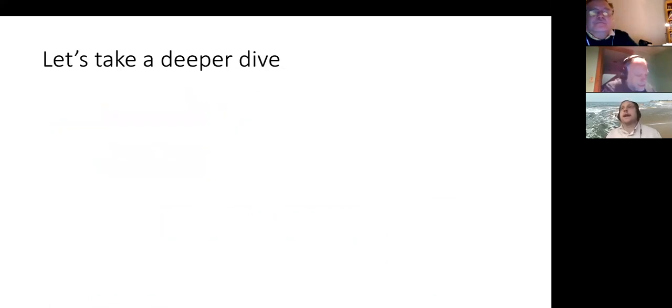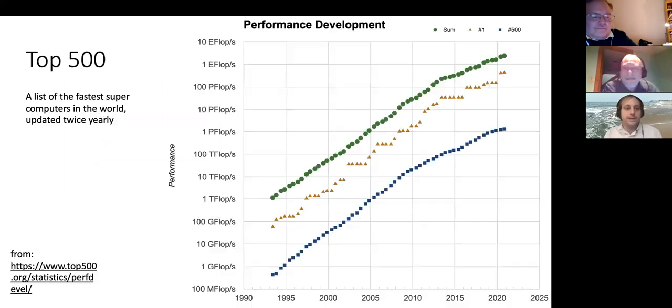But I want to take a slightly deeper dive now. I want to look at computing advances over a longer trend and in a way that's a little bit more scientific than just getting GPU clock speeds off of Wikipedia. If we take a step back and look at the Top500, this is a list of the fastest supercomputers in the world, and it's updated twice a year. This graph, hopefully you can see my mouse cursor, has three different lines. You have the number one computer. This is performance on the y-axis, and this is year on the x-axis.